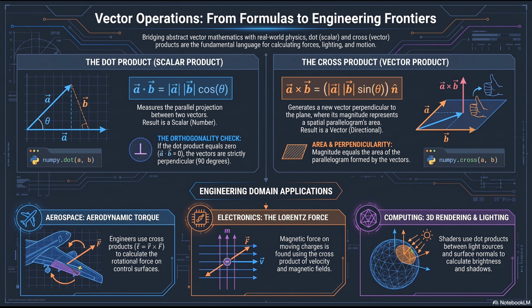Yes. You point the fingers of your right hand in the direction of the first vector, you curl them toward the second vector, and your thumb points in the direction of this new third vector. It's a handy visual aid. I have to admit, though, I struggled with this initially. How does the math actually know which way this new vector points? Does this right-hand rule actually dictate physical reality, or is it just a clever trick we invented to visualize a purely abstract concept? That is the big question.